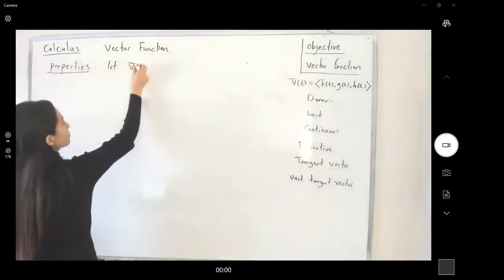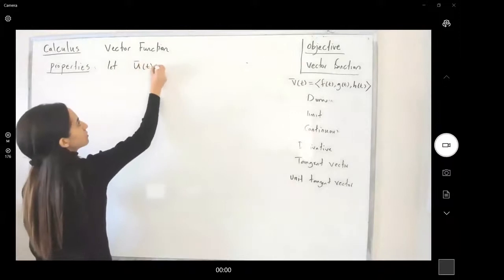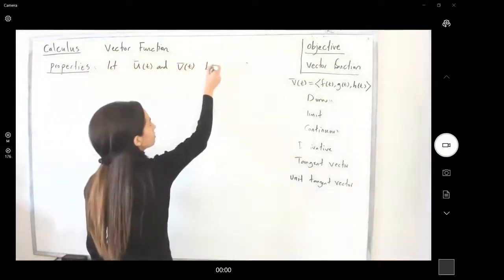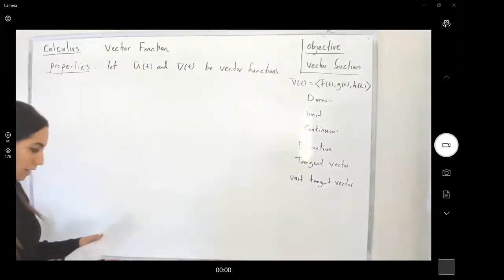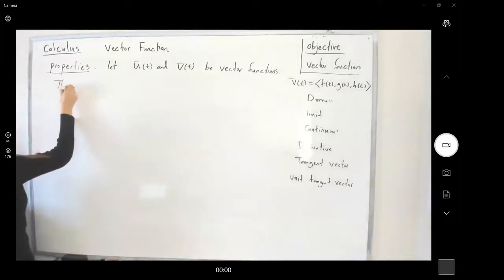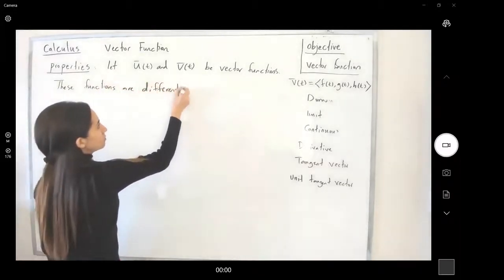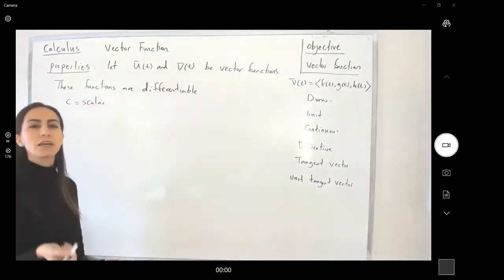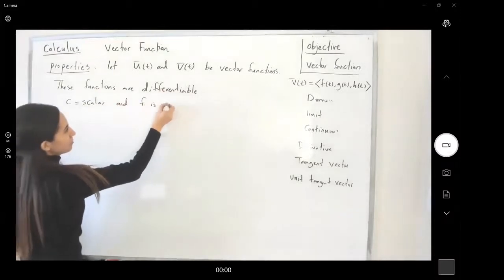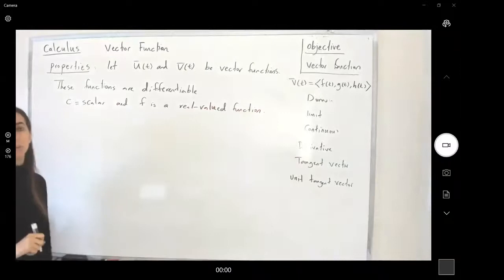Let u and v of t be vector functions, and suppose they are all differentiable functions in their given domains. c is a scalar or a number, and f is a real valued function. We have the following properties.